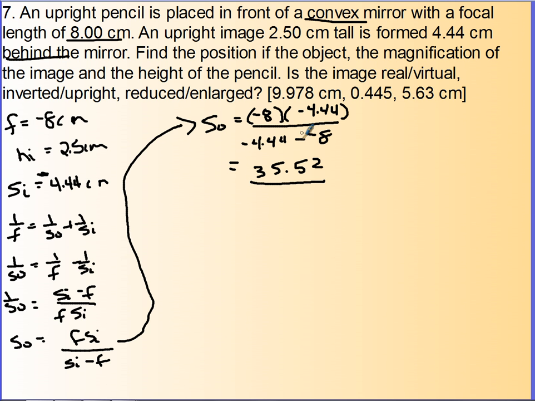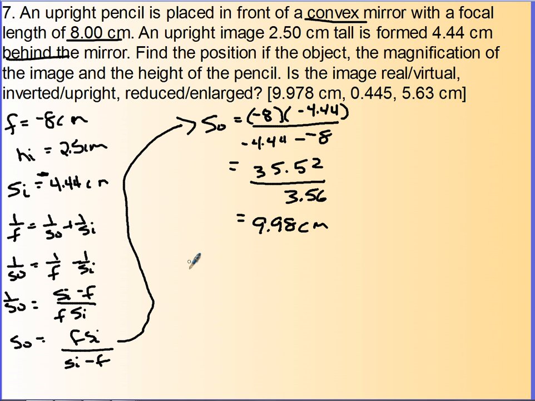Now let's do the subtraction. Negative 4.44 minus the negative 8 is the same thing as plus 8, so this is positive 3.56. All right, so 35.52 divided by 3.56 is 9.9775. So let's call it 9.98 centimeters.